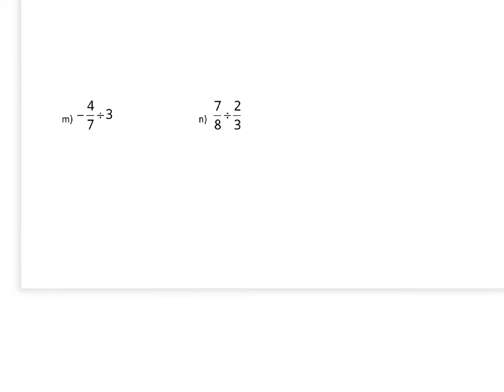Now it is a multiplication problem, so we are free to multiply straight across the top and straight across the bottom. This gives us a final answer of -4 over 21. And this is not reducible, so this would be our final answer.